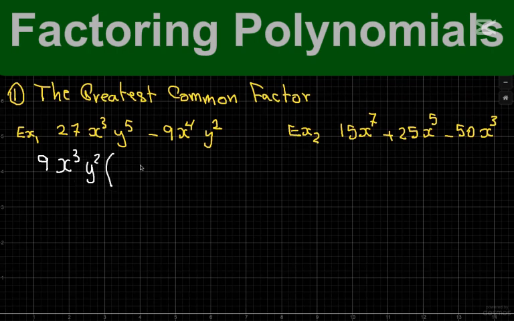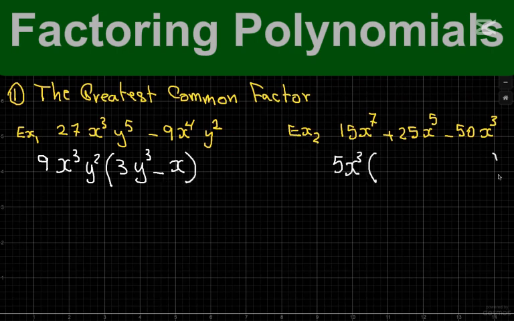If you want to know what you're gonna write inside, you just take this first term here divided by your greatest common factor. 27 divided by 9 is 3. X cubed divided by x cubed cancels because it's 1. Y to the 5 divided by y squared, you get y cubed. Minus. Now 9 divided by 9 cancels, it's 1, so we don't have to write it. X to the 4 divided by x cubed is x. And y squared divided by y squared is 1, so you don't have to write that.